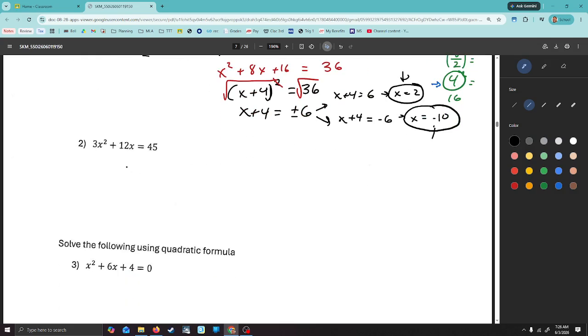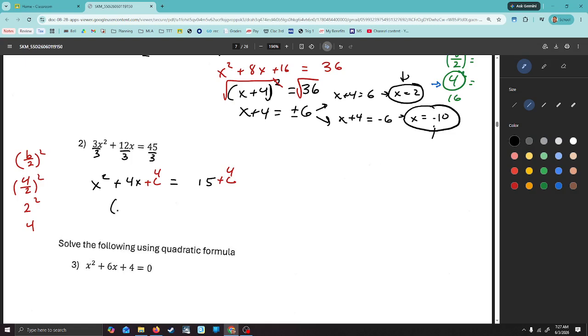All right, number 2. First off, I see all these numbers over here are divisible by 3. So the best thing I can do is divide everything by 3. So x squared plus 4x with a little blank equals 15. Now I need the perfect letter C. So c equals b over 2 squared, 4 over 2 squared, 2 squared, 4. So this is going to be a 4, this is going to be a 4.